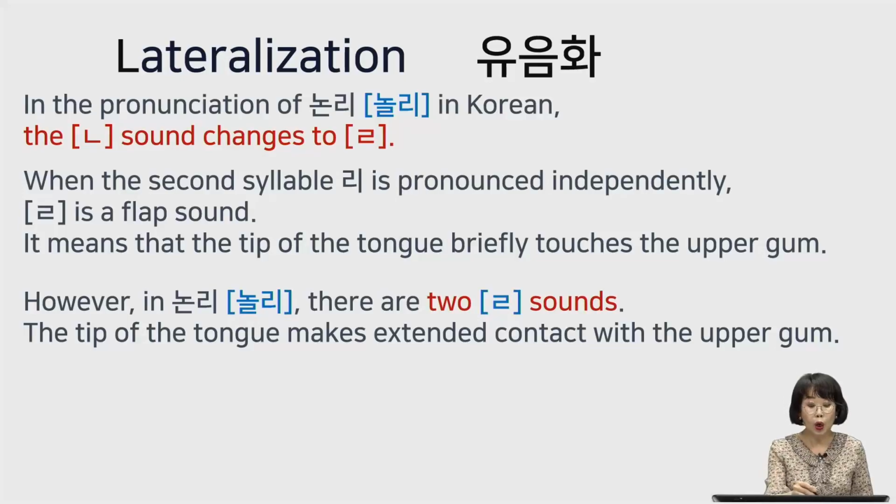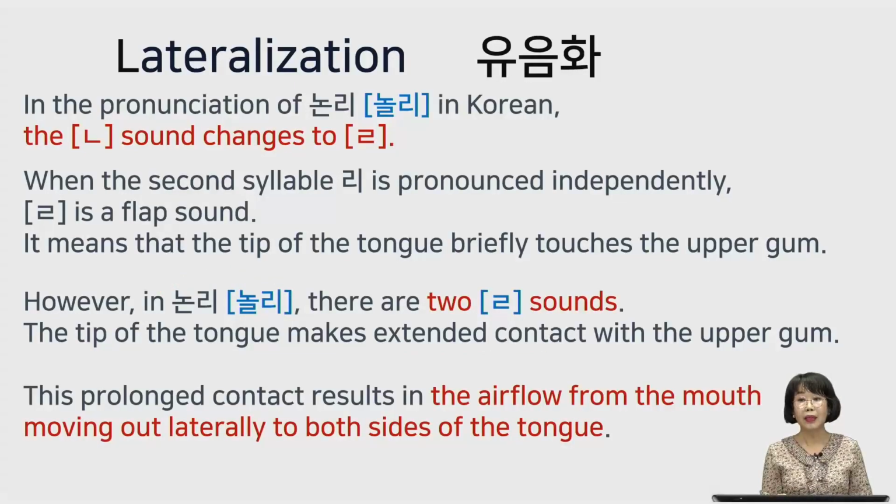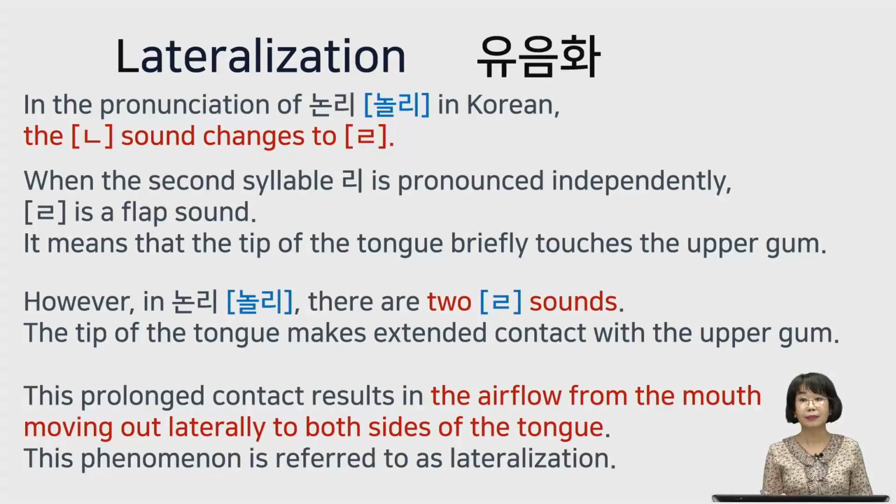However, in 논리, there are two ㄹ sounds. The tip of the tongue makes extended contact with the upper gum. 논리. This prolonged contact results in the airflow from the mouth moving out laterally to both sides of the tongue. This phenomenon is referred to as lateralization.